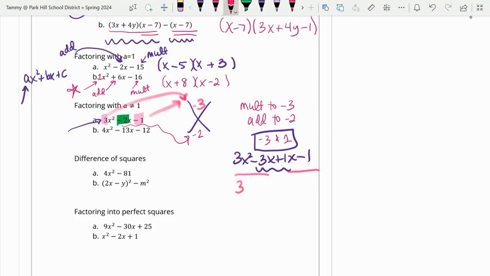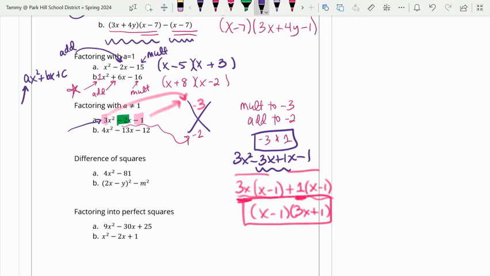So out of the first 2, factor 3x out, and I'm left with x minus 1. Out of the next 2, factor out a 1, and I'm left with x minus 1. So now both of them have an x minus 1 term. So my answer ends up being x minus 1 times what remains, 3x on that one, what remains, plus 1. So that's factored completely.